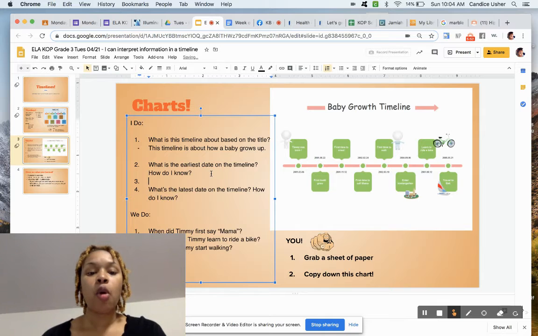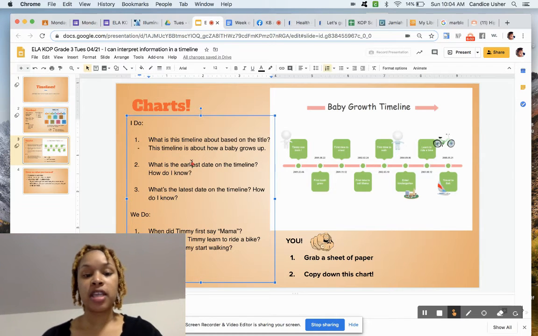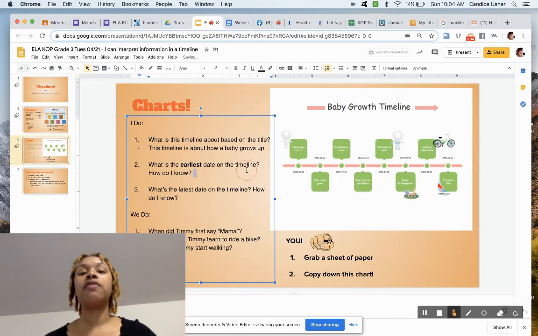Number two, what is the earliest date on the timeline? So the earliest date, remember, is going to be towards the left. The earliest date, this keyword earliest tells me that I'm looking for the very first date on the timeline.